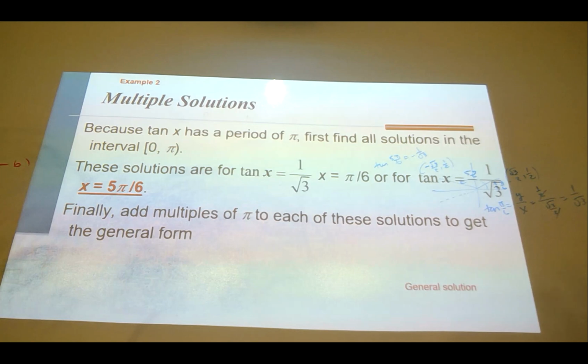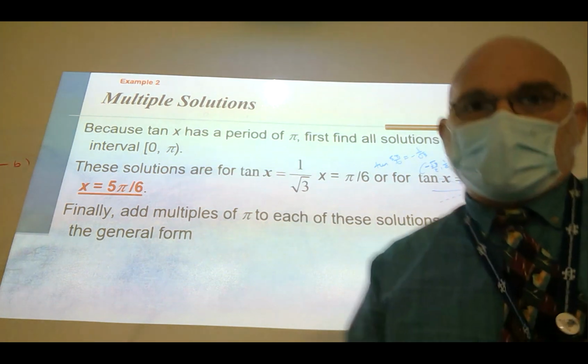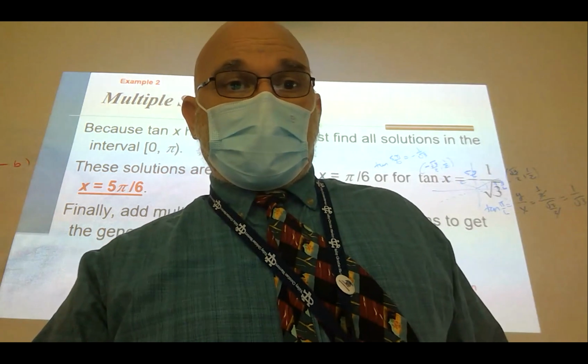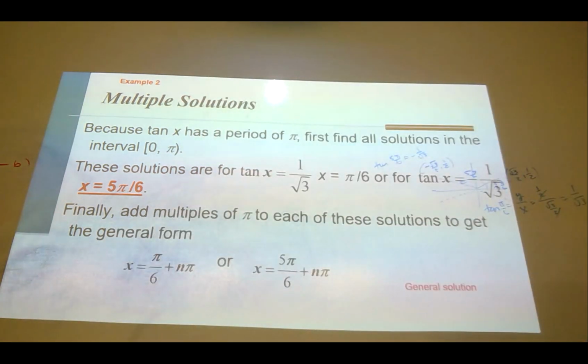So I've got two answers between 0 and pi. And now that means I'm going to have an answer down here as well, and I'm going to have an infinite number of answers. So I just need to add pi n number of times to each of those answers for the general solution.